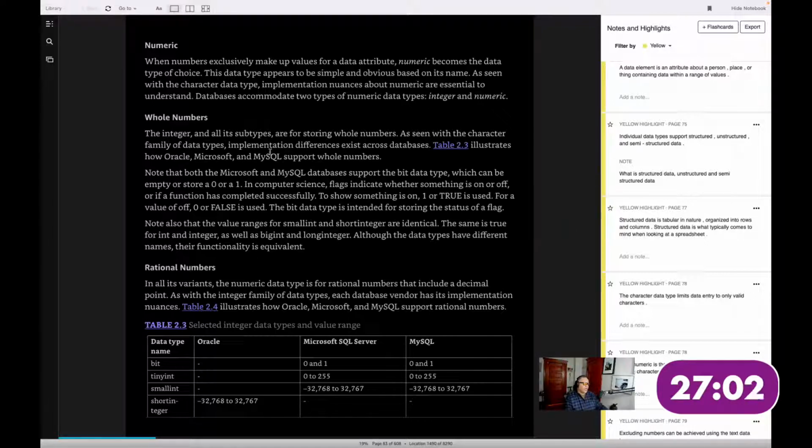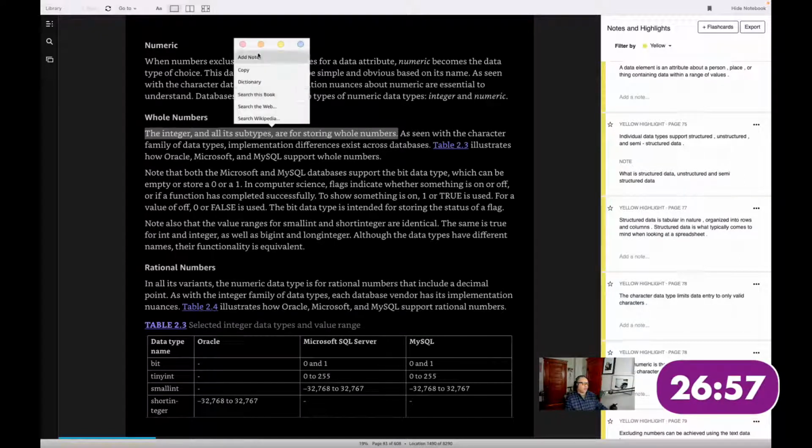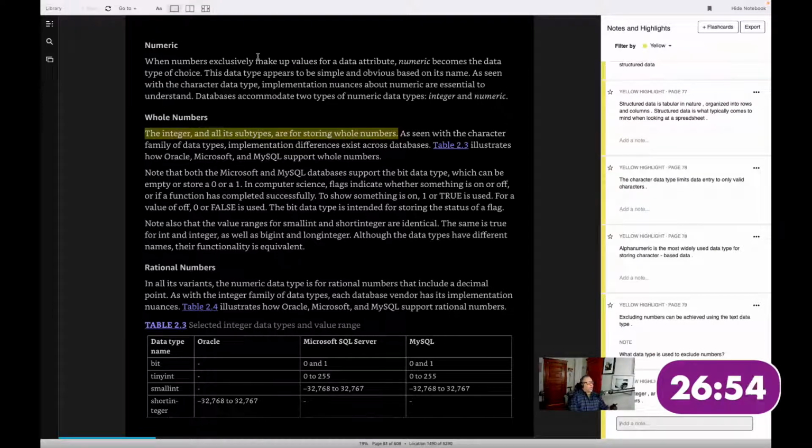I can see that being a test question too. So it'll say what type, or what do you use, or why do you use integers, or what do integers store? And I could see that being like, what do integers store? And you could say integers store whole numbers.